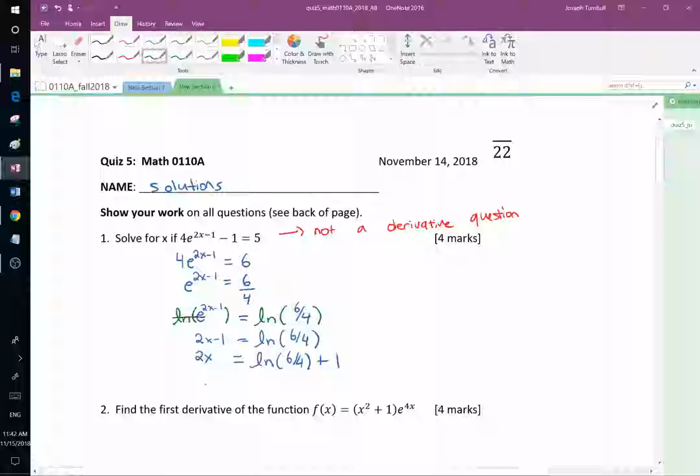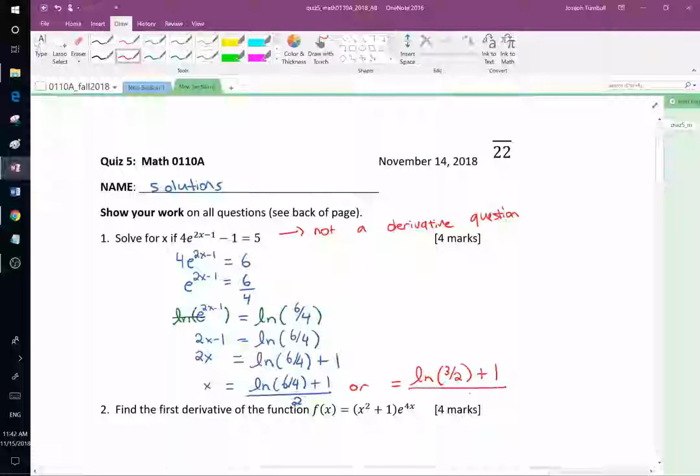And the last step, divide both sides by 2. So ln of 6 over 4 plus 1, all divided by 2. And I'll put an or here. You may have simplified your fraction, so I'll just write that in. 3 over 2. ln of 3 over 2 plus 1, all over 2. That's as simple as it gets.